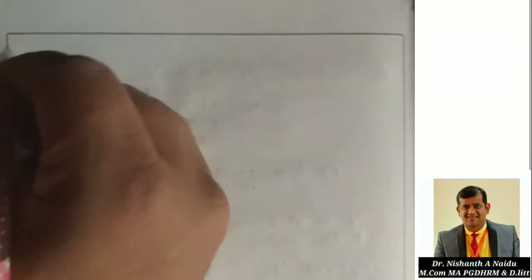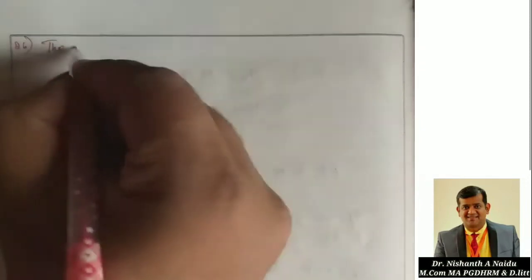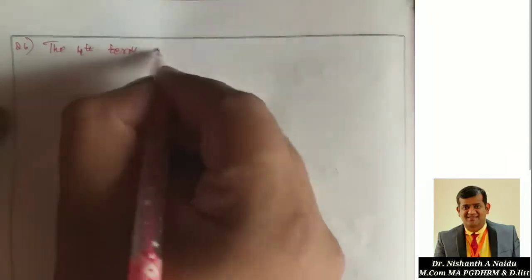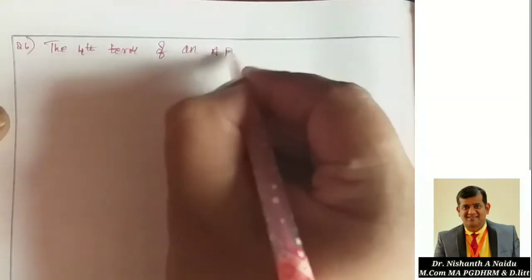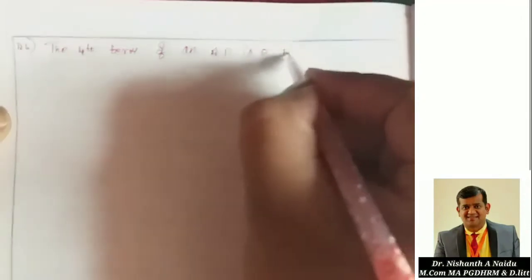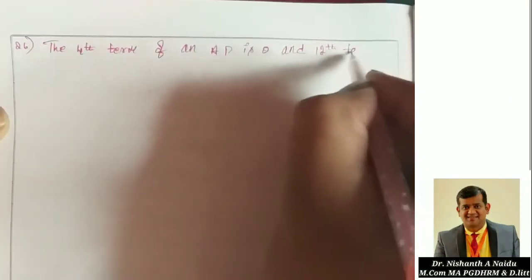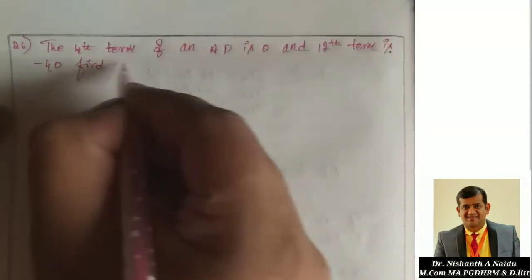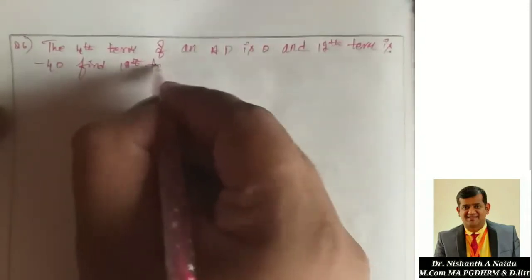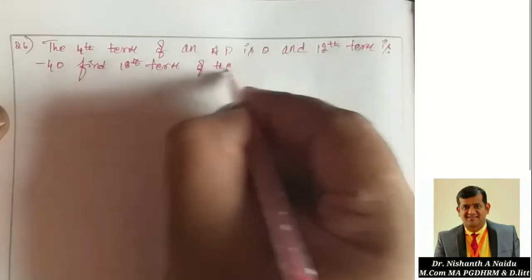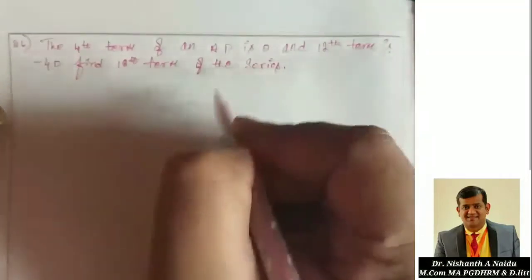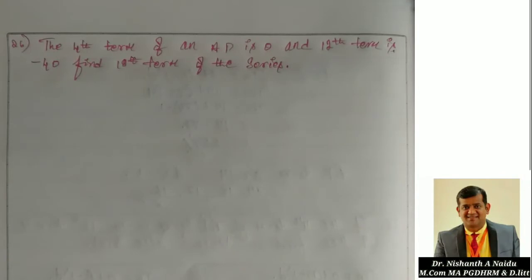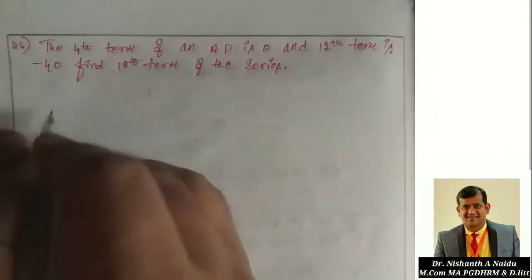Take down problem number 26. The fourth term of an AP is 0 and the 12th term is minus 40. Find the 18th term of the series. So this is the question, and here we have to solve the problem. We have to frame an equation, you know, right?